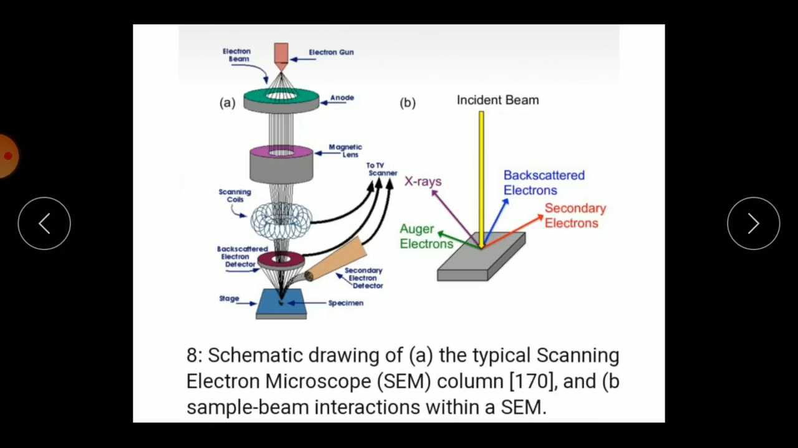When all these are formed, the detectors that are present here and here will collect all these X-rays, backscattered electrons, and secondary electrons, and then convert them to a signal that is sent to a screen similar to a television screen, that is a TV scanner. This will produce a final image, and that image will be displayed on the photographic records of a screen. So this is about the working of the scanning electron microscopy for the characterization of nanomaterials or nanoparticles.